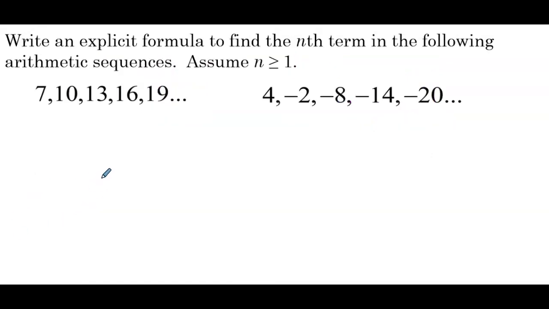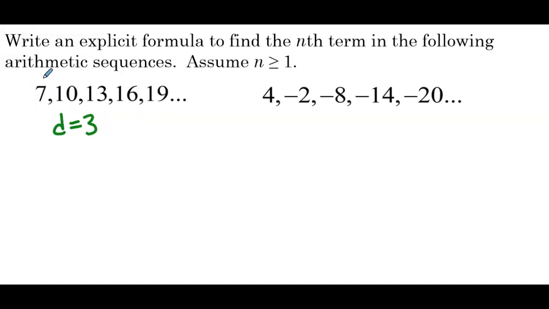Write an explicit formula to find the nth term in the following arithmetic sequences. Assume n is greater than or equal to 1. So for simplicity's sake, we're always going to assume that this first term is n equals 1. So 7, 10, 13, 16, 19. So we said that this sequence has a common difference of 3. We looked at that already.